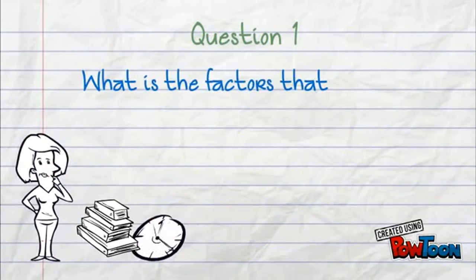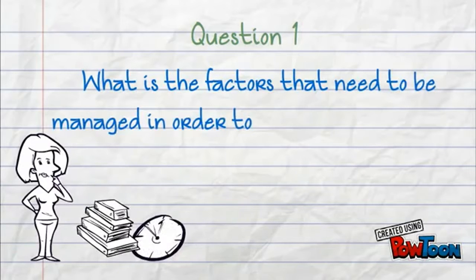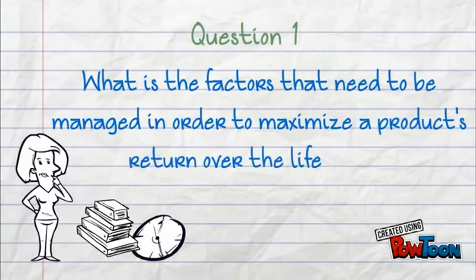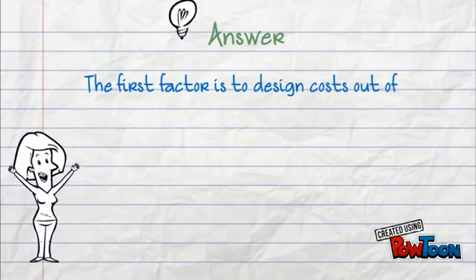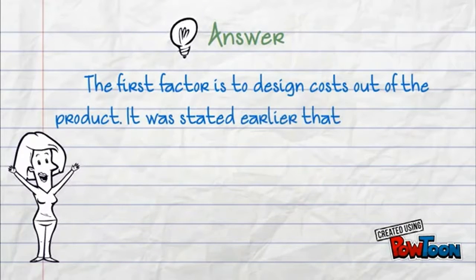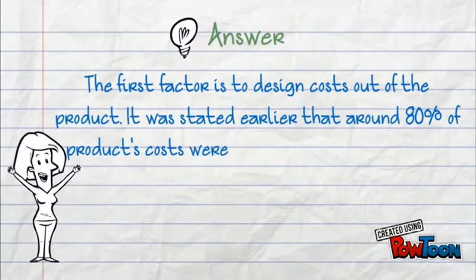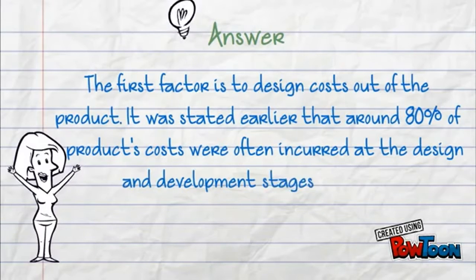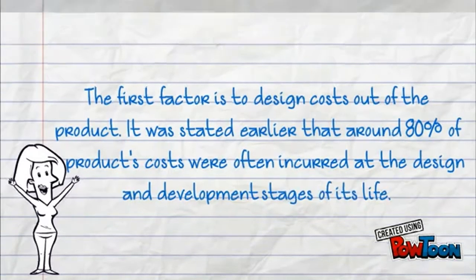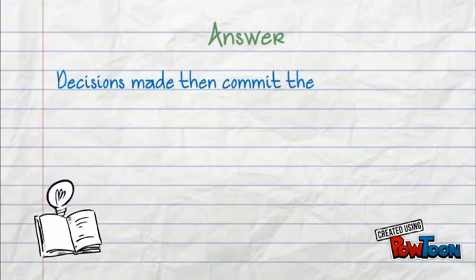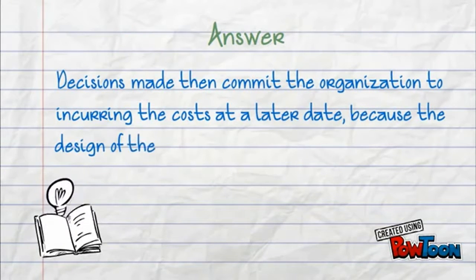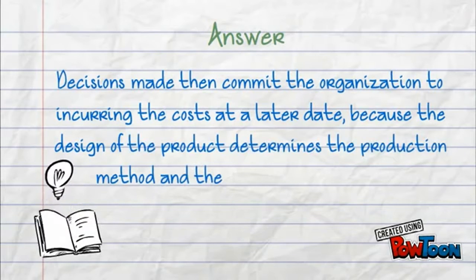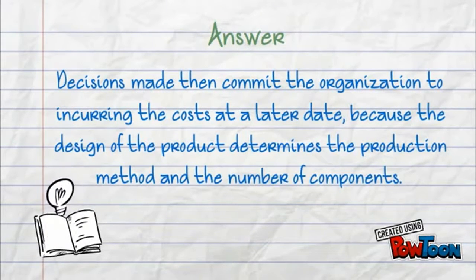What are the factors that need to be managed in order to maximize a product's return over the life cycle? The first factor is to design costs out of the product. It was stated earlier that around 80% of the product's costs are often committed at the design and development stages of its life. Decisions made then commit the organization to incurring the cost at a later date, because the design of the product determines the production method and the number of components.